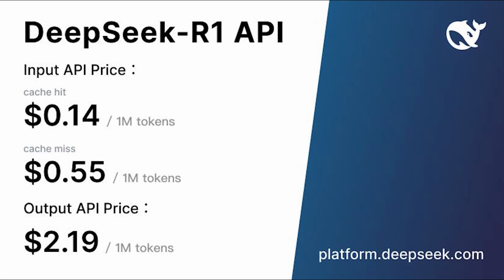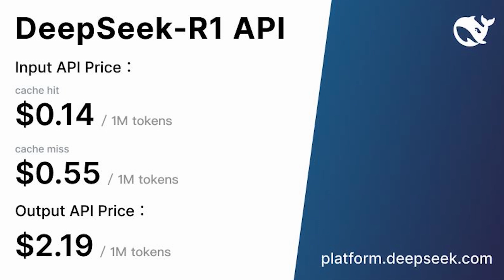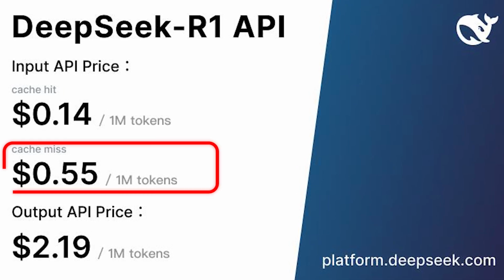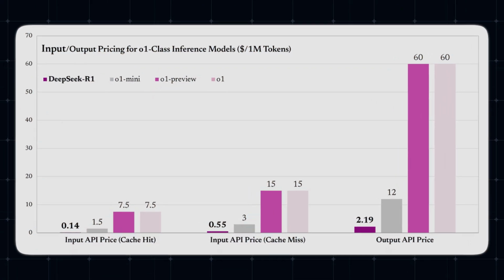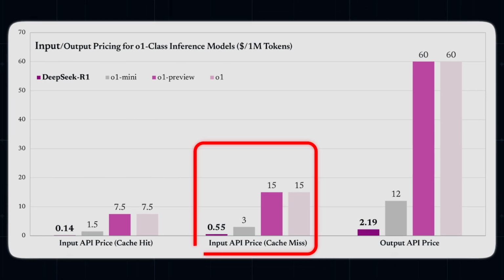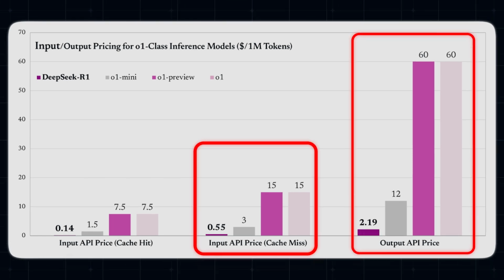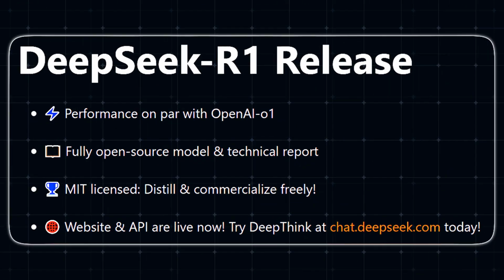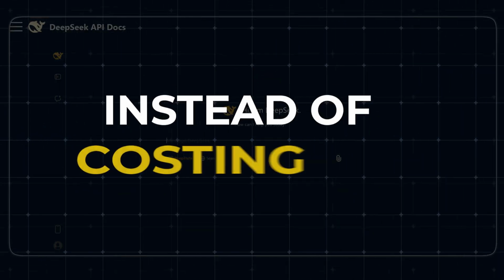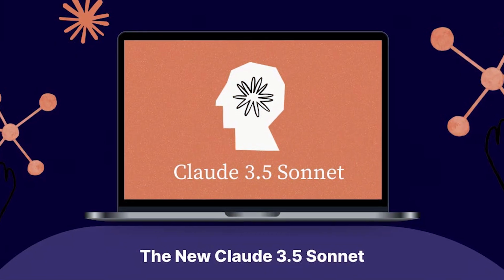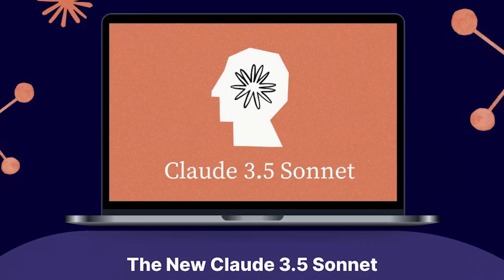Just like you'd expect from DeepSeek, the API is ridiculously cheap. The model only costs 55 cents for input and $2.19 for output, which honestly is pretty insane. For some perspective, O1 costs a whopping $15 for input and $60 for output. And here's the kicker. The R1 model is completely free on their chat platform instead of costing $200. It's actually even cheaper than Sonnet, which is honestly mind-blowing.